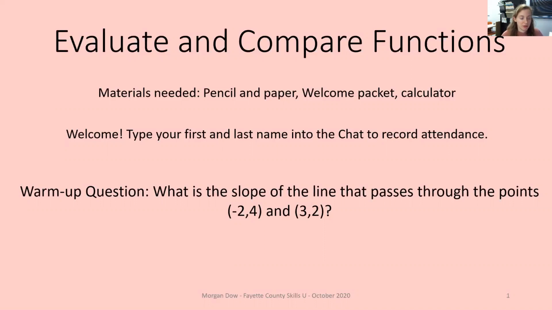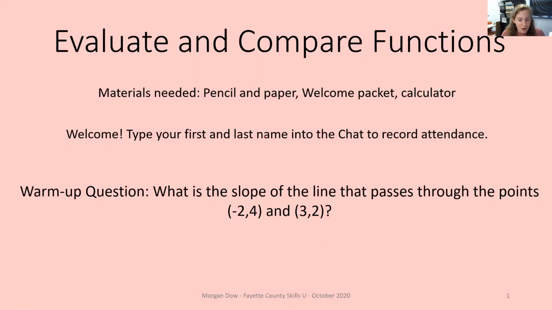All right, so we're going to get started with this warm-up question on the screen here. This is a question taken directly from last week's lesson. It says, what is the slope of the line that passes through the points (-2, 4) and (3, 2)? I would recommend that you pause the video right now and give this problem a try. If you can't remember what to do here, see if you can find this information in your lesson notes from the previous weeks, and then return to the video when you're ready to go through it together.